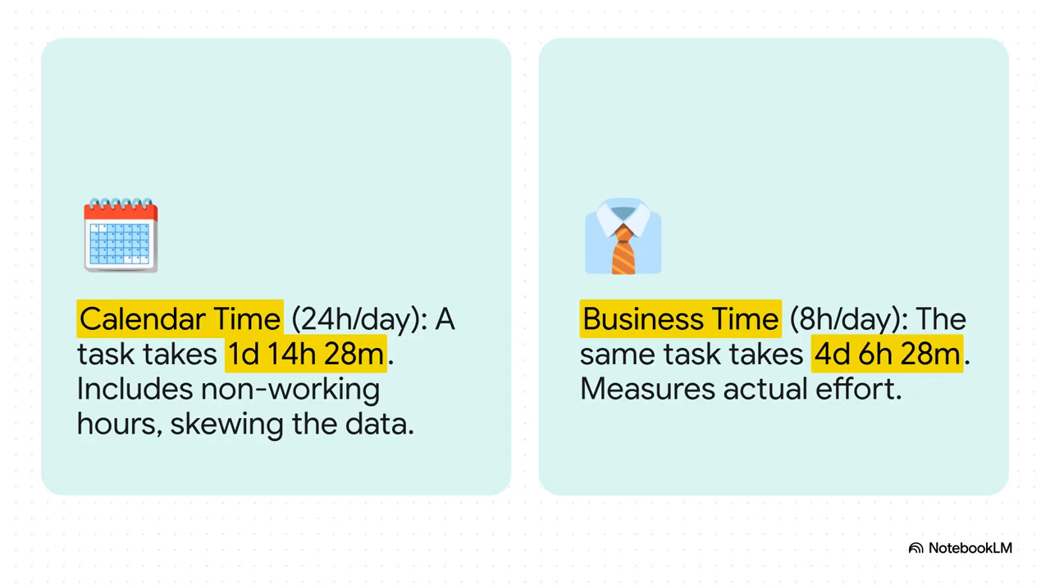This is probably one of the biggest mistakes I see. People measure in calendar time. So a task gets started late on a Friday and finished first thing Monday morning. The report says it took over 2 days. But in reality, it was probably just a couple of hours of actual work. When you switch to business time, you start measuring real effort, not just weekends. It seems like a tiny tweak, but the difference in accuracy is massive.